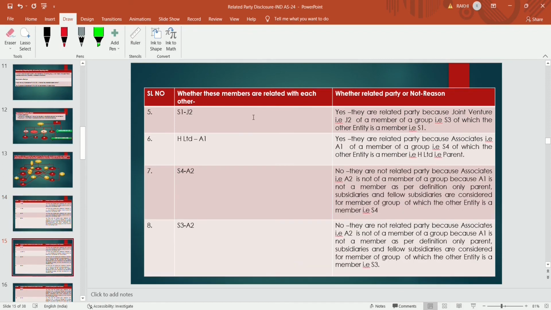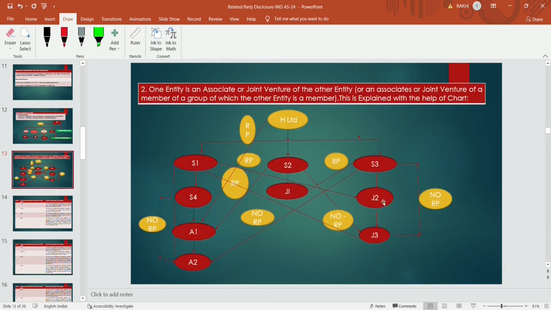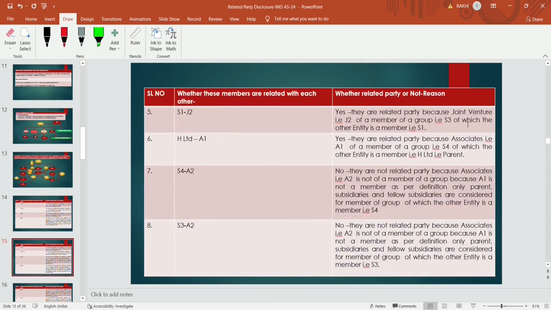Now S1 and J2, whether they are related. Yes, they are related. How? Because J2 is the joint venture of the member of the group of which S1 is also the member. So they are related. So in this case, yes, they are related, because joint venture J2 of the member of the group, that is S3, is also the member of the group, that is S3, of which the other entity is also the member. Now H limited and A1.